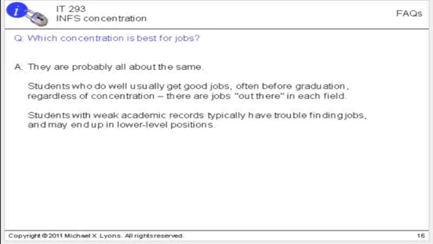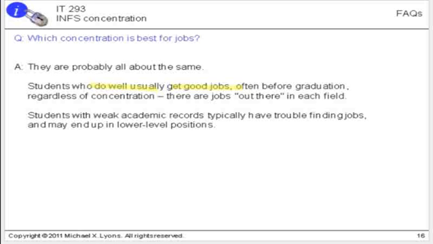Students say, well, okay, what concentration is going to have the best jobs or the most jobs or whatever? I don't believe there's a significant difference between the concentrations. There's jobs out there for all of them. Students who do well in their studies tend to get good jobs. So the students who do well get good jobs. A lot of our students have jobs lined up before they graduate, and they come from all of our concentrations. I know students who've got good jobs before graduation in each of the concentrations we have.